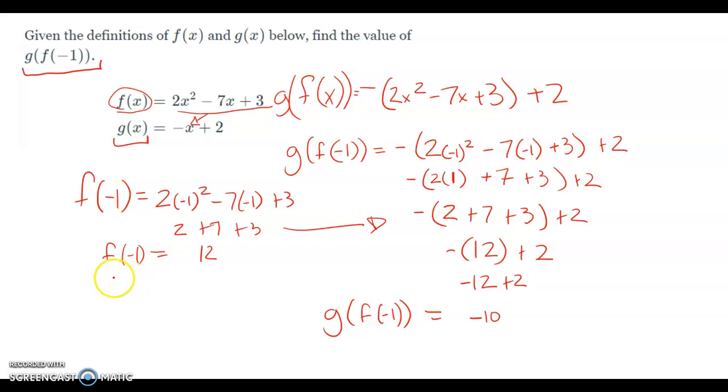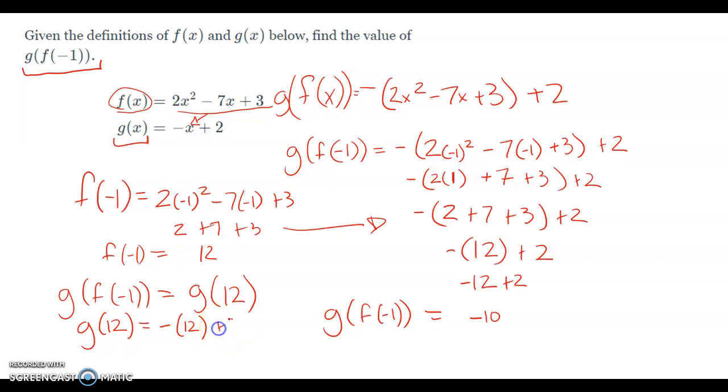Well, now all I have to do is plug in 12 for my f of -1 in my original function. So this is the same as this. And now g of 12 just means that I take g of x, which is that function up there, write negative, and then when I see x, I put 12 plus 2. And from there, we can see that g of 12 equals -10, which is the same answer. So you will get the same answer either way.